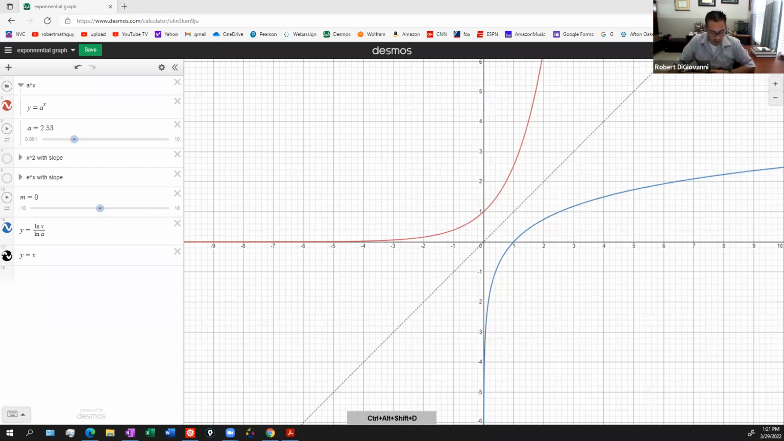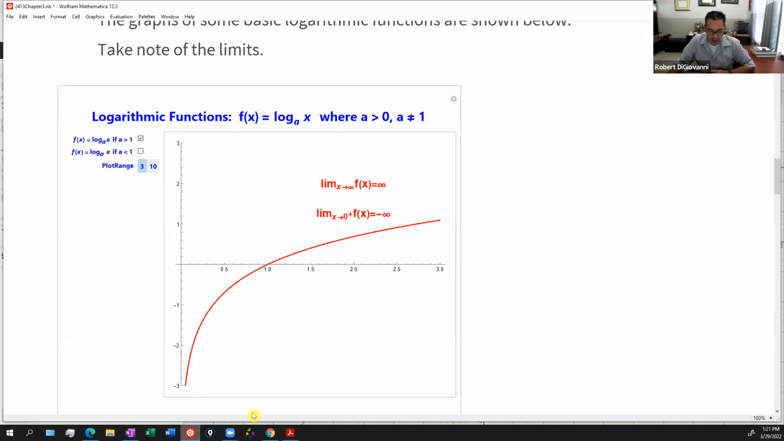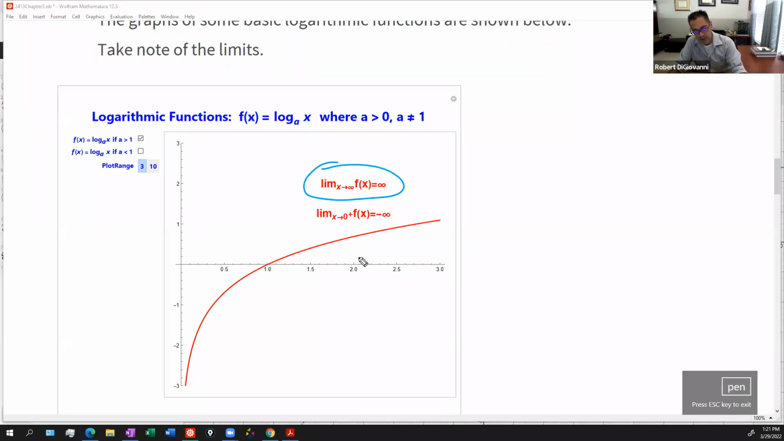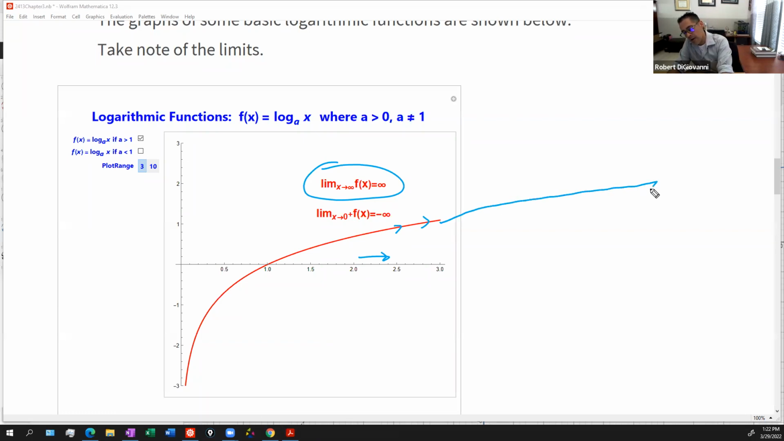So look at what I have here when I have these limits on this. The limit as x goes to infinity, that means as we move to the right, this graph just keeps growing and growing and growing. It's not very fast. Logarithmic functions don't grow very fast, but they do in fact grow as you move from left to right, as long as the a is bigger than 1. That's what you have.